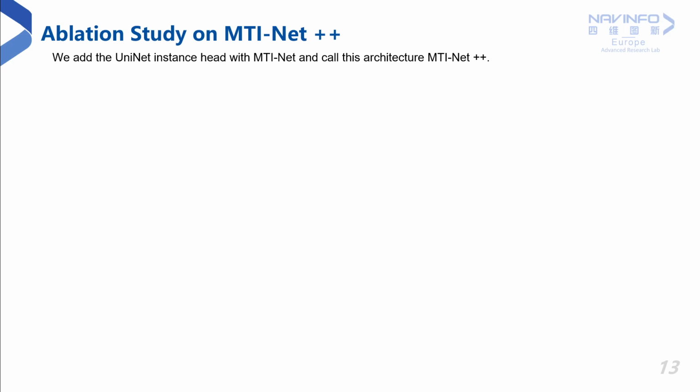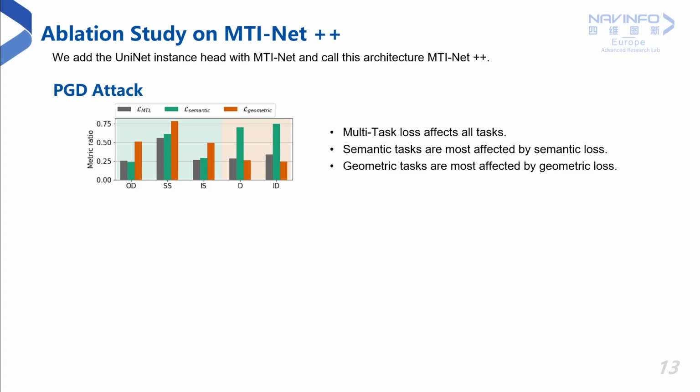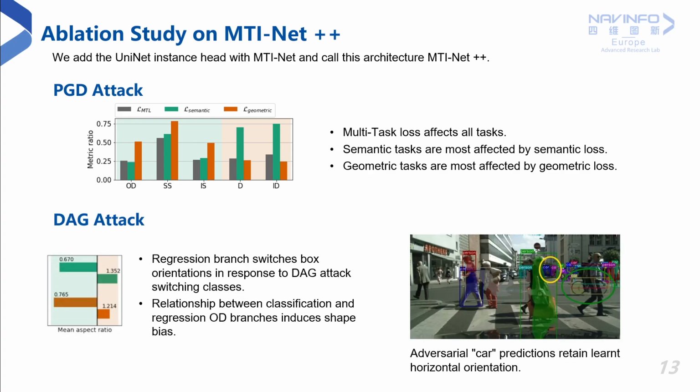We perform an ablation study by adding the UniNet instance head to MTI-Net. We call this network MTI-Net++. PGD attack reveals similar results. The tasks are affected more by the corresponding kind of loss. Under tag attack, the object detection branch has learnt a shape bias. This is evident in these visualizations, where the car predictions on persons are still horizontal.